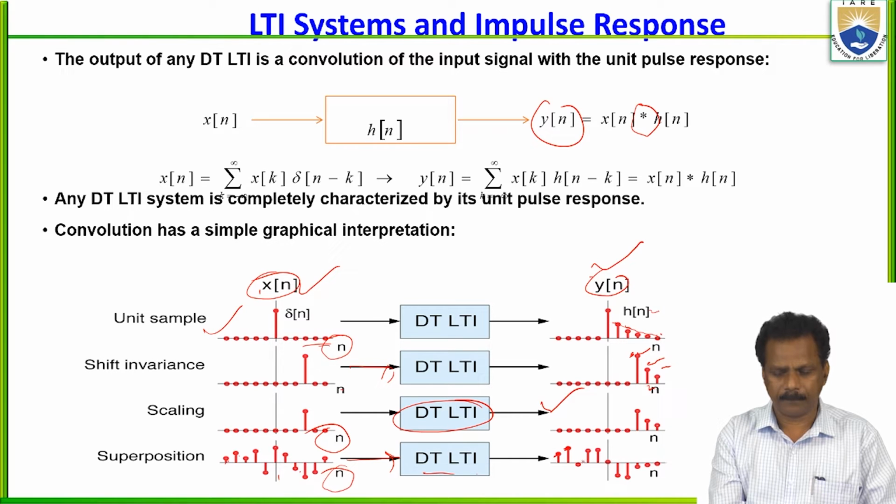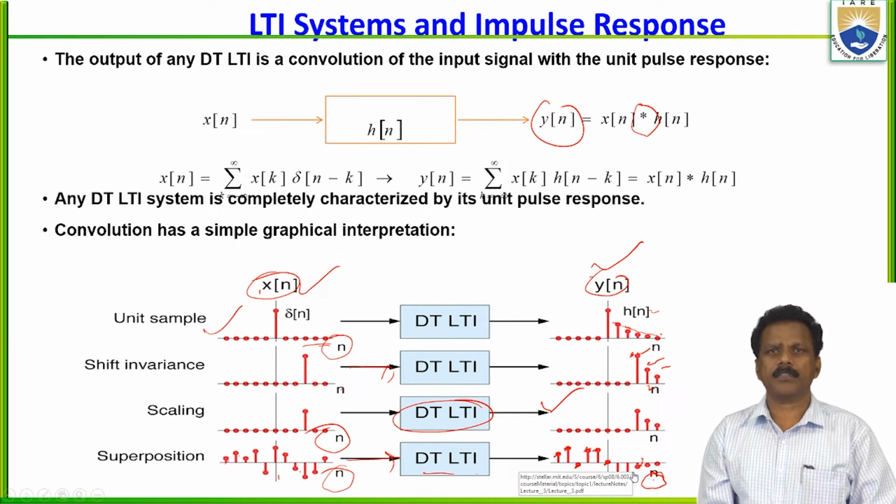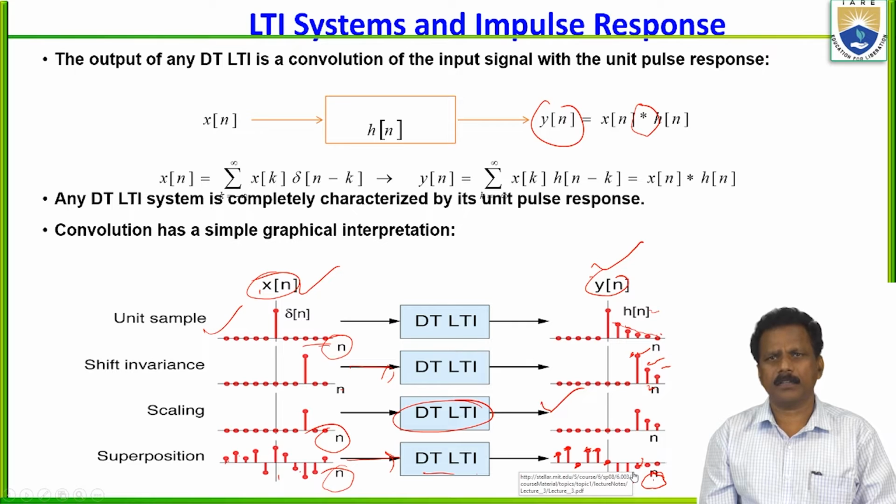Try to verify here that we can easily interpret the convolution as a simple graphical representation, n versus y of n. Convolution has a simple graphical interpretation. With this, we can analyze how different input values affect the DT LTI system: the unit sample, the output, shift invariance, scaling and superposition.